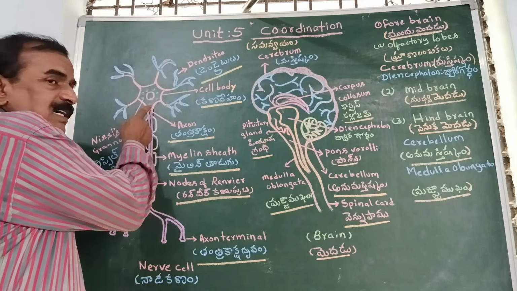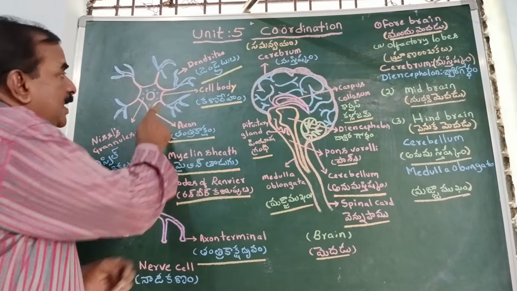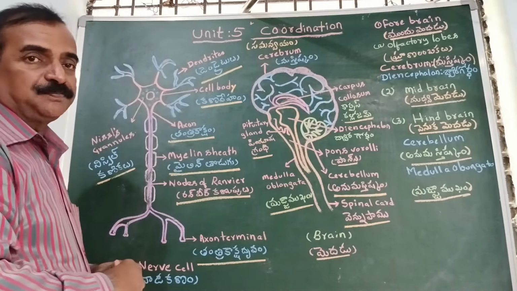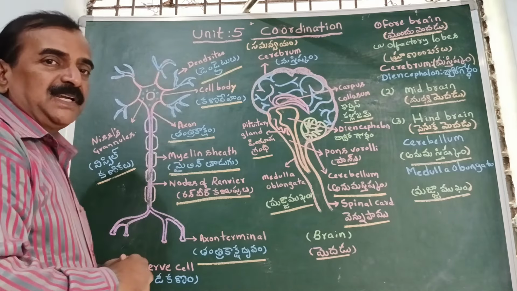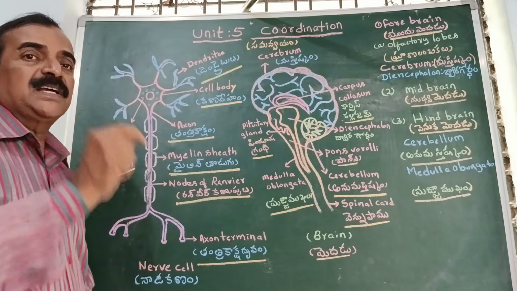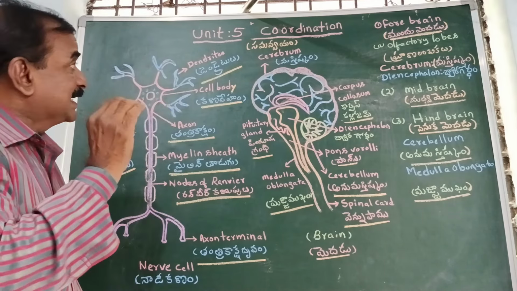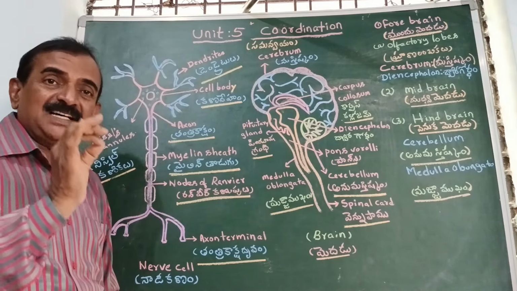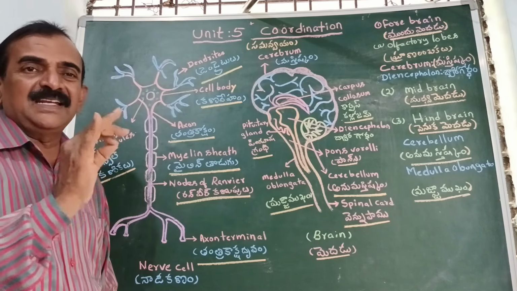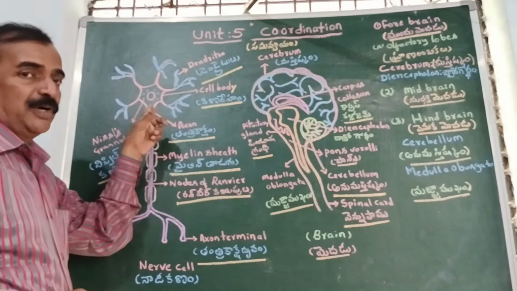Number one is called the cell body. This cell body consists of a prominent nucleus and also Nissl granules with cytoplasm. The liquid material present here is called cytoplasm. The cell body consists of a prominent nucleus and also Nissl bodies. Nissl bodies are only present in the cell body of a nerve cell and are not present in other cells of our body.